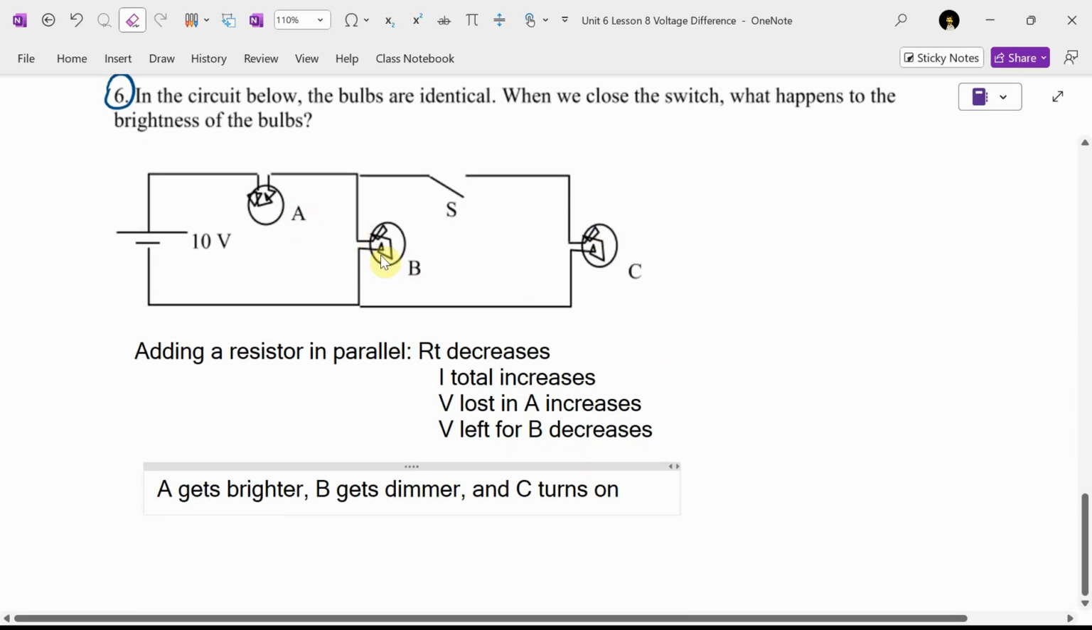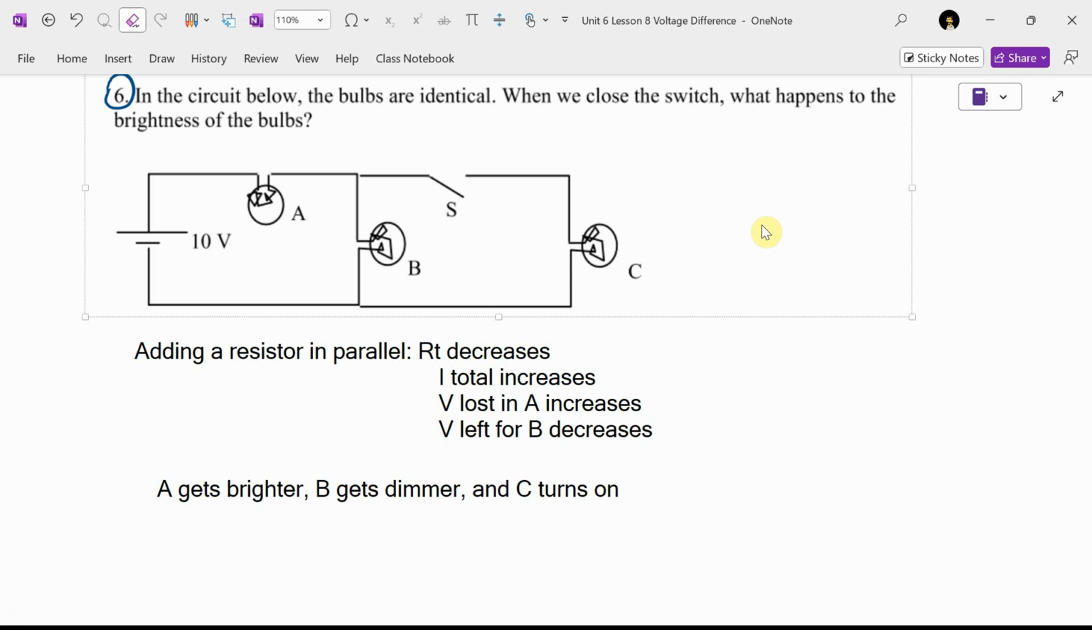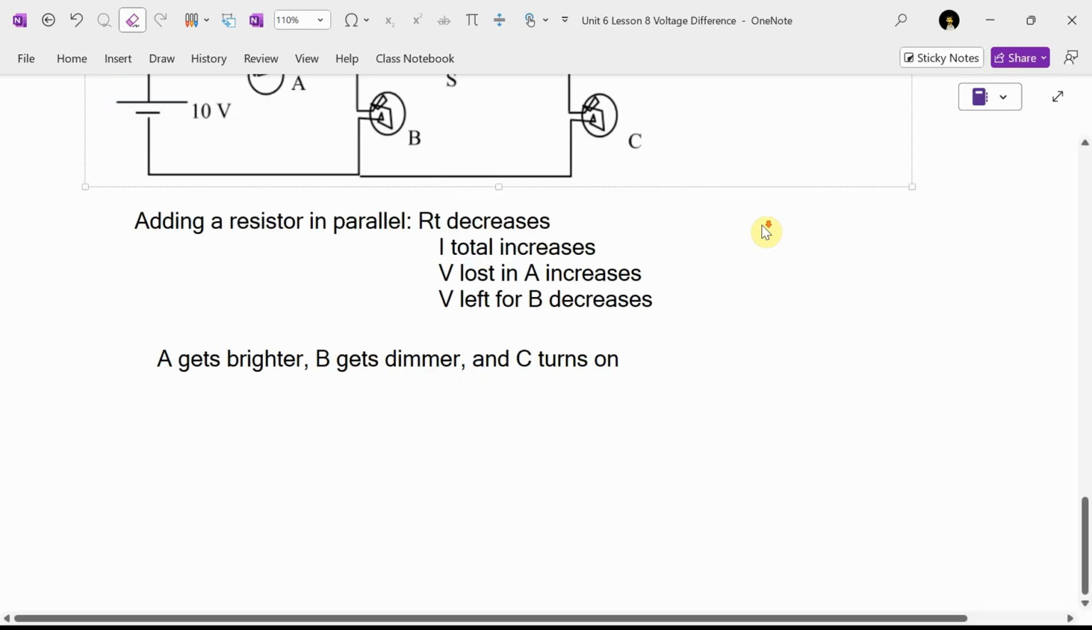And again, you can try making up numbers and crunching the numbers. I would probably lean towards using power equals I squared R, because you'll probably find I quicker, and then you can just go I squared R, make up a nice resistor, 2 ohms if you want to, because they're all identical bulbs.